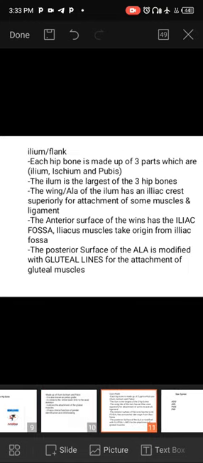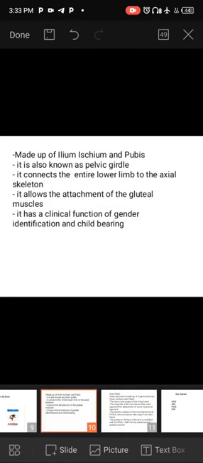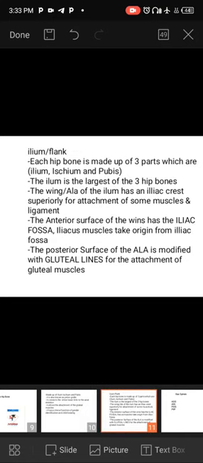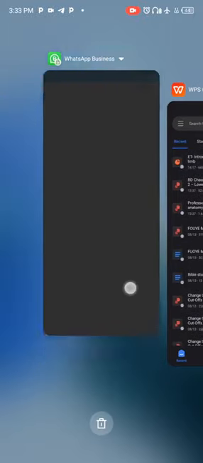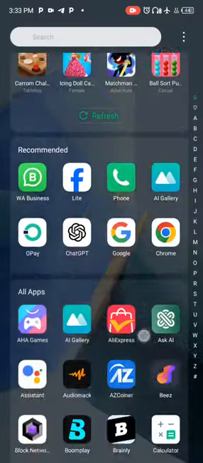Alright, so now let's talk about each of these bones. We'll start with the ilium. The ilium bone, otherwise called the flank, is the largest of the three bones. Let's check an image of the ilium bone.